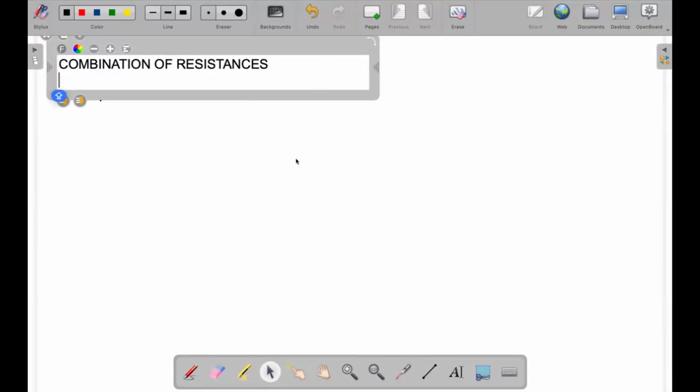Now, combination of resistances means we'll be doing, first of all, the resistances combined in series. In series combination, the resistors are combined end to end, meaning the first end of the first resistance and the second end of the last resistance are connected to the cell. Right? So its diagram is like this.